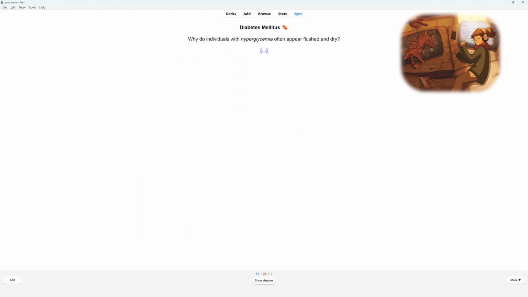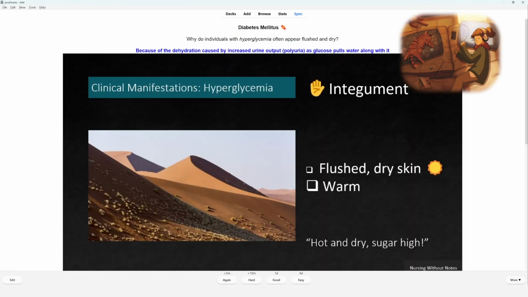Hyperglycemia. The glucose is pulling that water along with it as it's being filtered through the kidneys, and polyuria. So we're going to have that dehydration. So it's going to give that appearance of flush and dry skin.